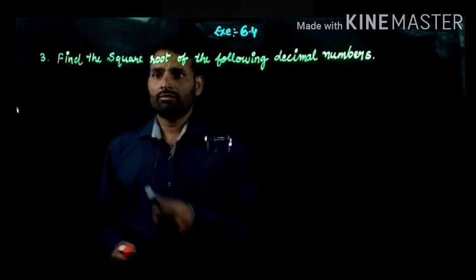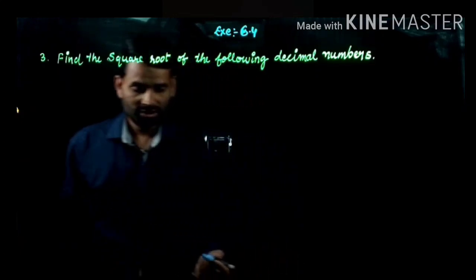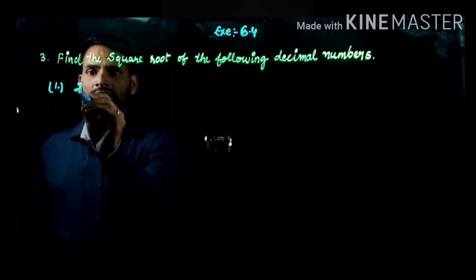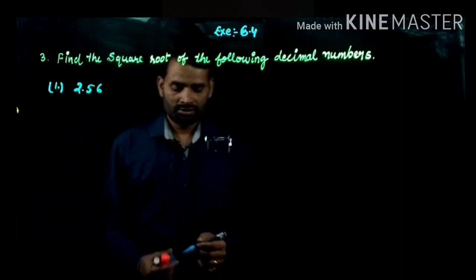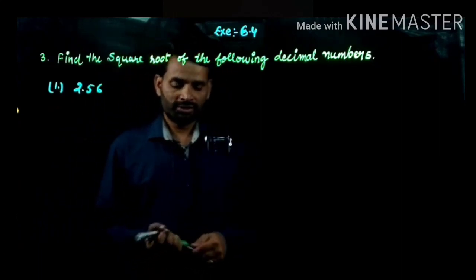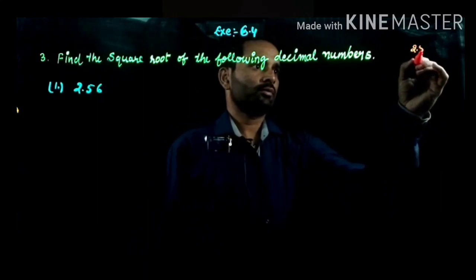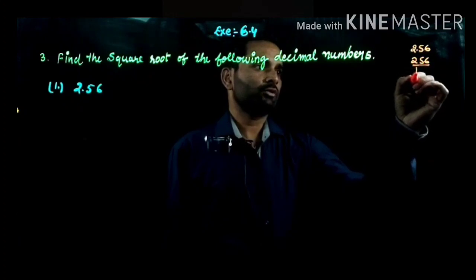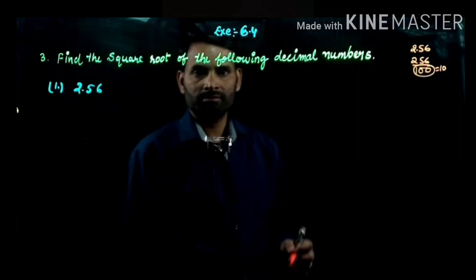Question number 3: find the square root of the following decimal numbers. In the decimal numbers, the first question is 2.56. In rough work, you write 2.56. 2.56 is 256 upon 100, and the square root of 100 is 10.